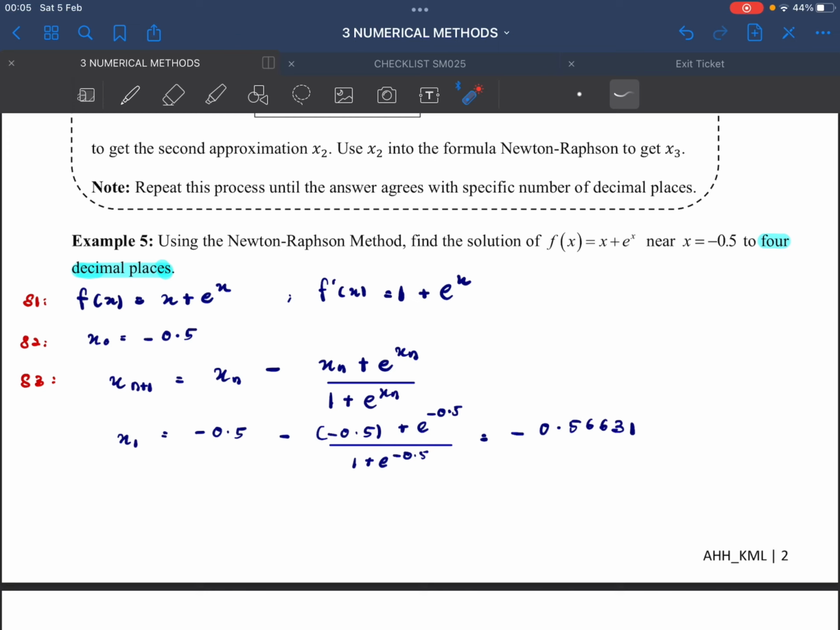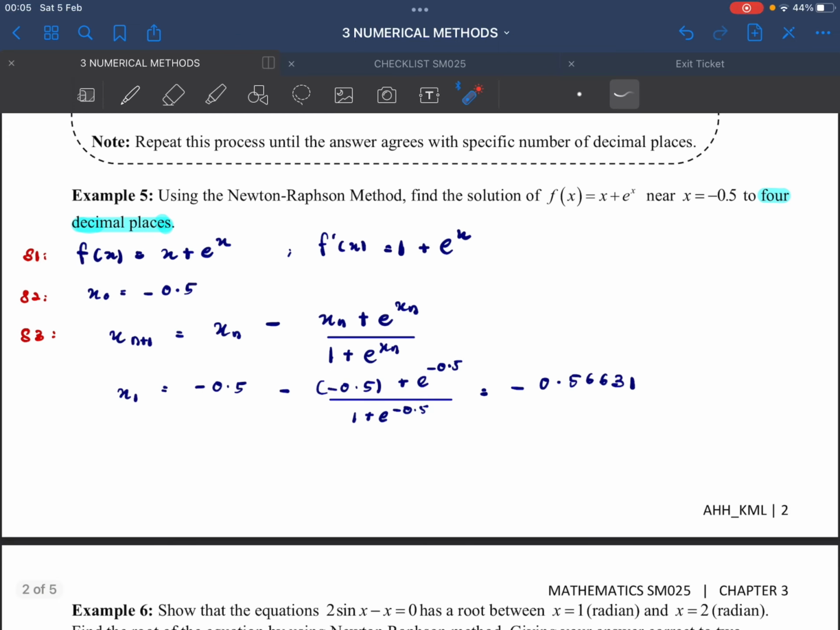Okay, so next we are going to do this again by using this as our x. So x1, this is your x1. So we are going to use that as our x.